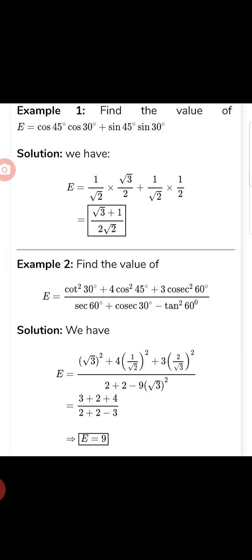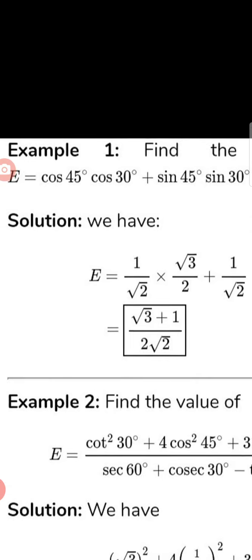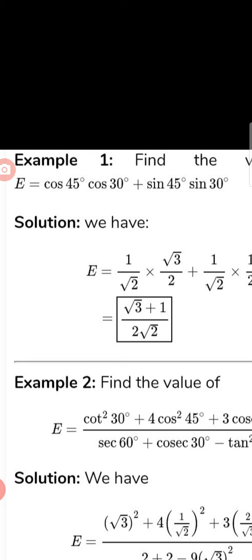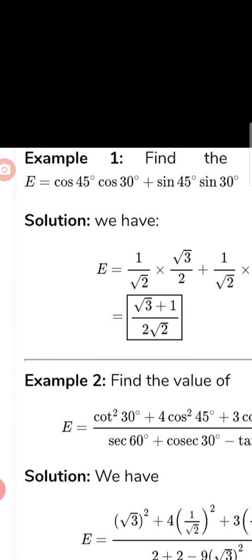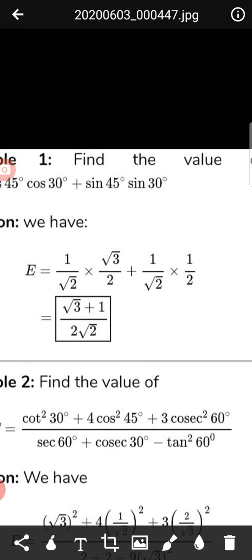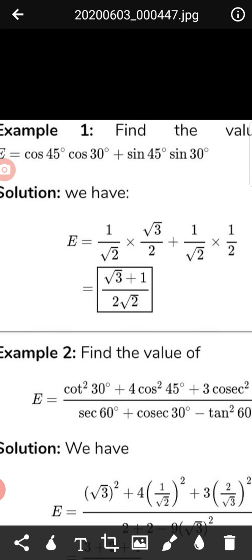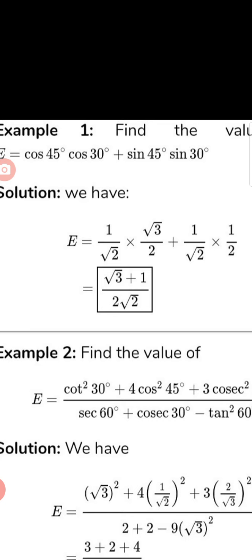These are the examples in section A for the board. Find the value of E equal to cos 45 cos 30 plus sin 45 sin 30. If you know the values, then only you can put the values properly. Now see, cos 45 is equal to 1 by root 2, cos 30 is equal to root 3 by 2, sin 45 is 1 by root 2 and sin 30 is 1 by 2. And the calculations: 1 into root 3 is root 3, root 2 into 2 is 2 root 2. The denominator is the same for both, therefore doing the addition you get the answer.